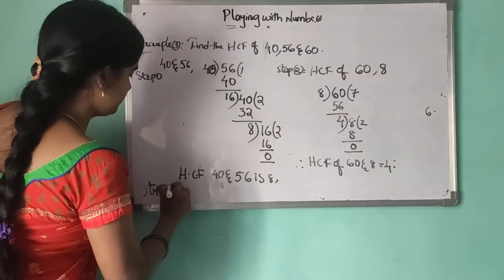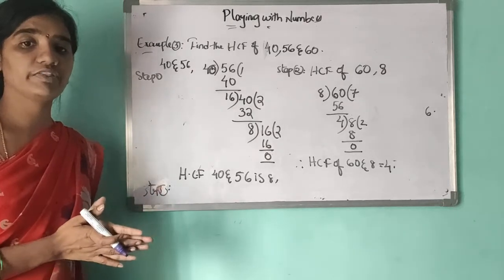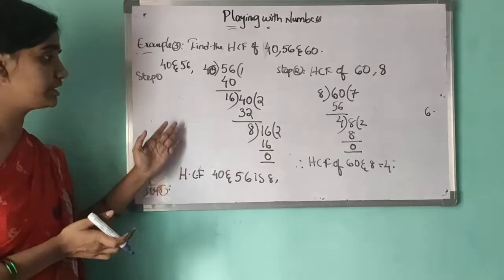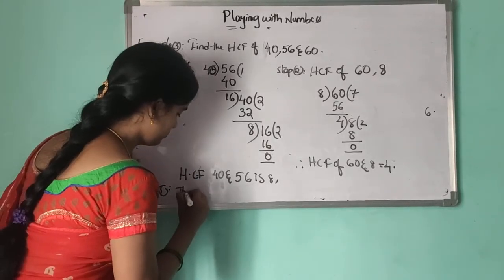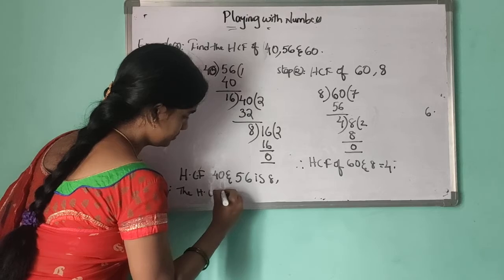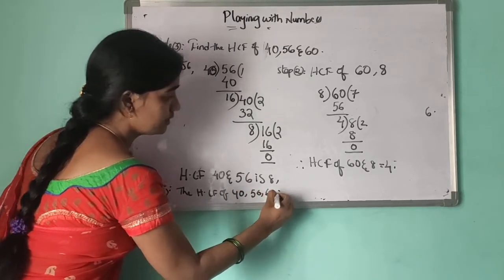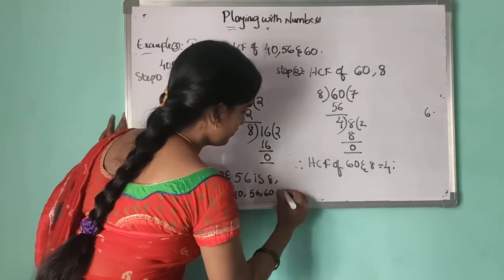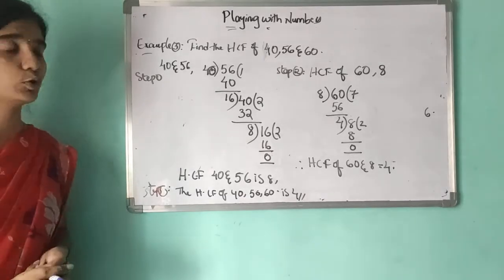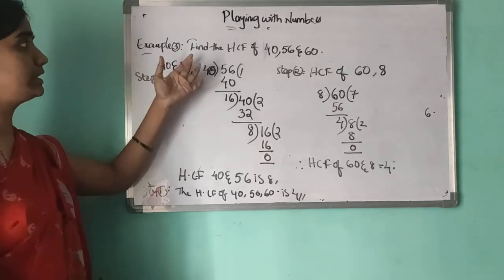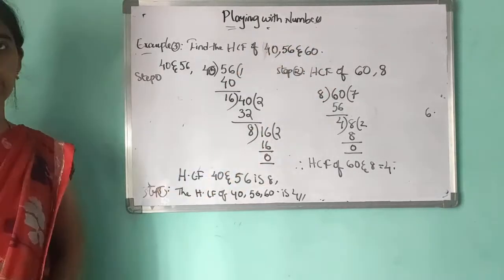Coming to step 3: this number is the HCF of the given three numbers. The HCF of 40, 56 and 60 is 4. I will explain clearly one more time. Here, find the HCF of 40, 56 and 60. Using three numbers, you can find the HCF of all three.